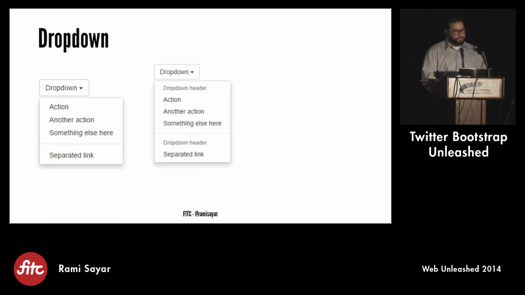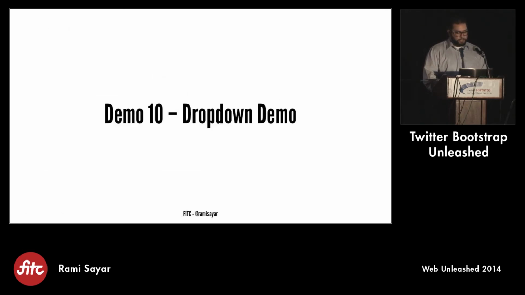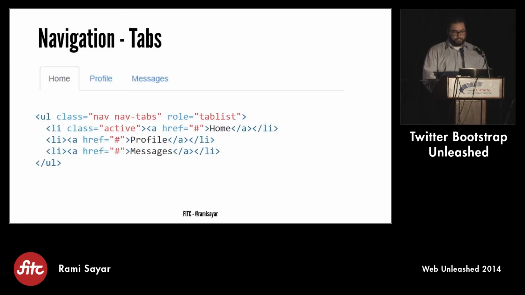We've also got drop-downs. I'm not going to dive into the drop-down demo because I fear I'm running out of time. But I will show you some navigation. Let's say you want to add tabs. You will need to include the JavaScript file for Bootstrap to get this to work. But once you do, you can specify a list, and inside each list item, you can set the tab itself.